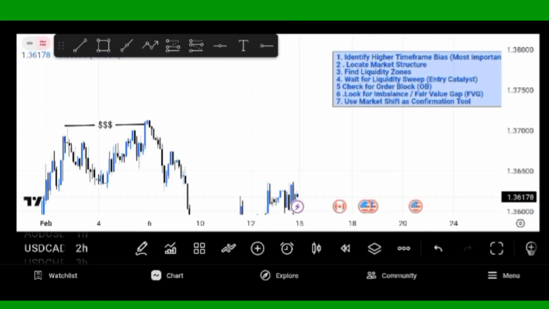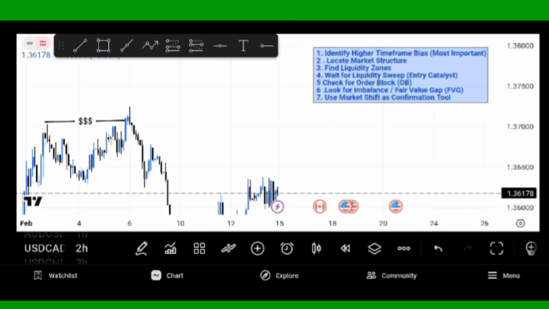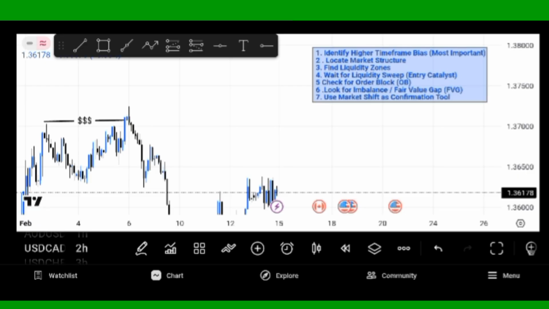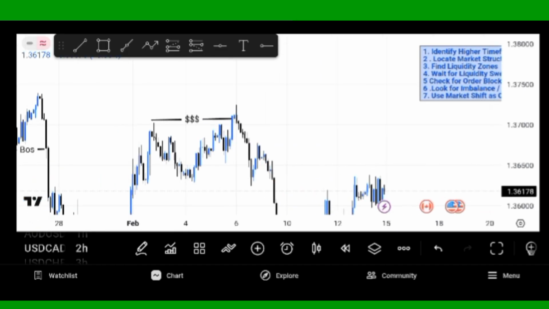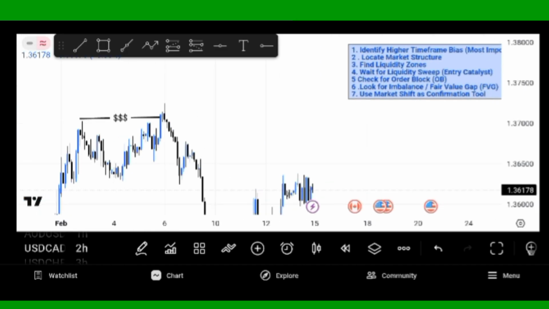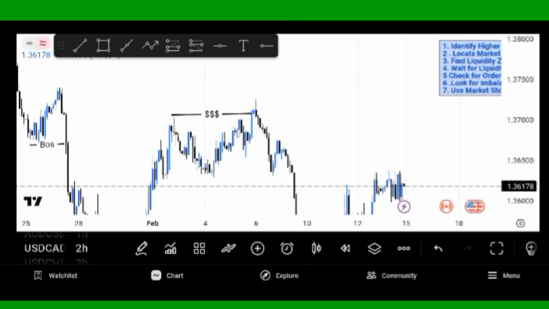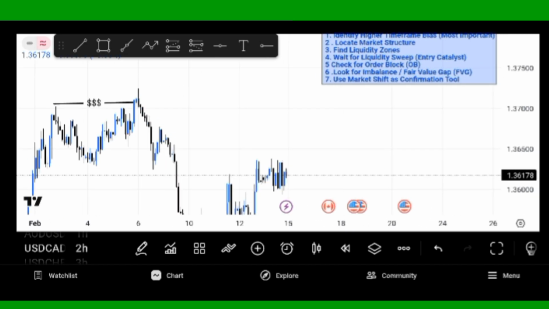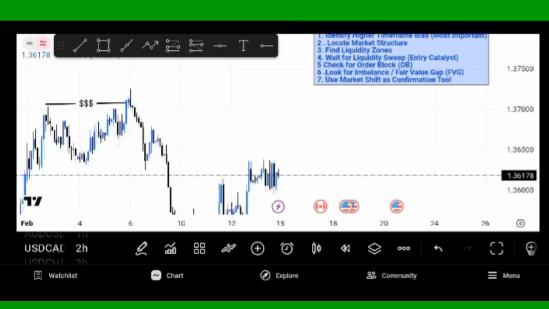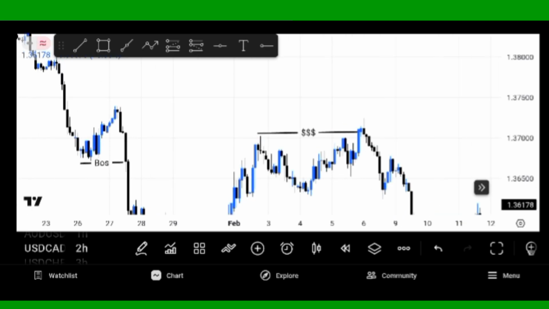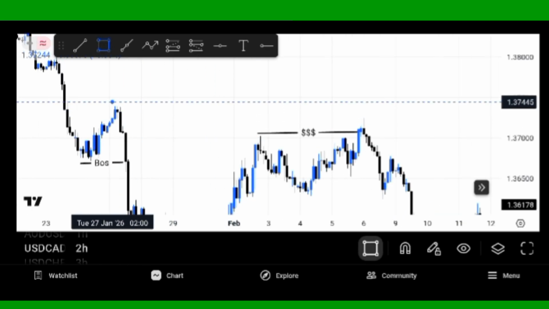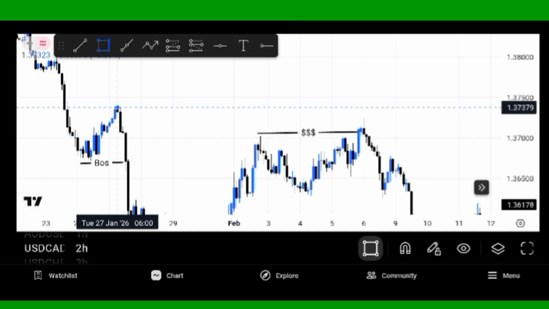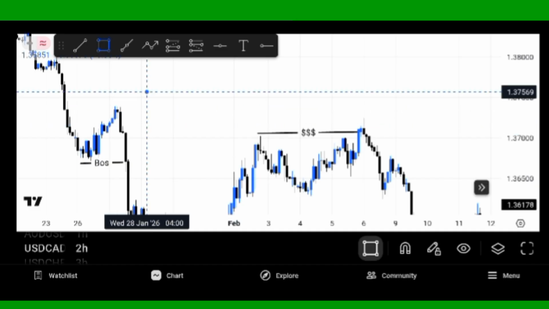The fourth one is to wait for the liquidity sweep, and we have already found a liquidity zone in the third one, and this has already been swept. And the fifth one is to check for an order block, and this is very important. Look, this is an order block here.